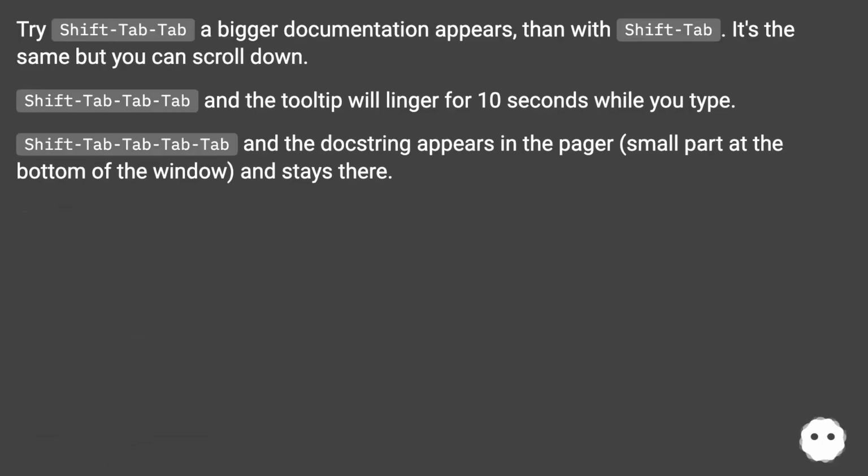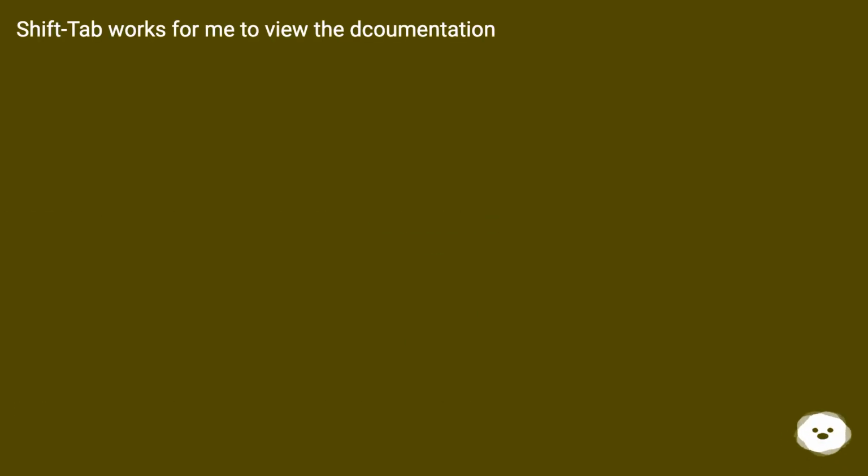Try Shift Tab. A bigger documentation appears than with Shift Tab. It's the same, but you can scroll down. Shift Tab and the tooltip will linger for 10 seconds while you type. Shift Tab and the doc string appears in the pager, a small part at the bottom of the window, and stays there. Shift Tab works for me to view that documentation.